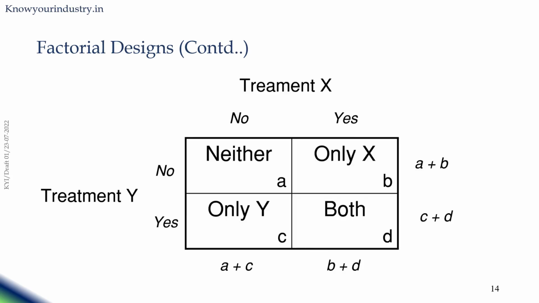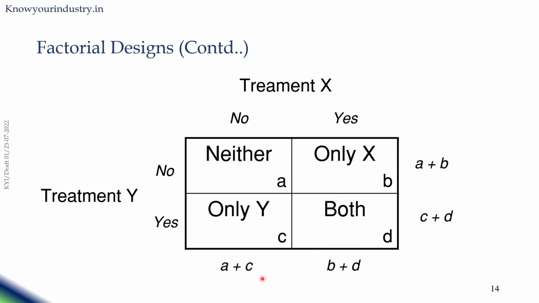This particular slide schematically explains the factorial design, where here you can see the four combinations we previously saw. In one combination X is given, in another one Y is given, in another one both are given, and in the last one nothing is given. So this is one of the factorial designs.